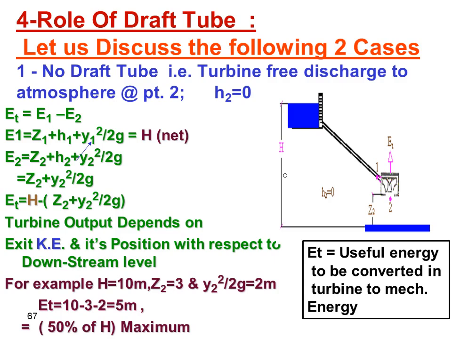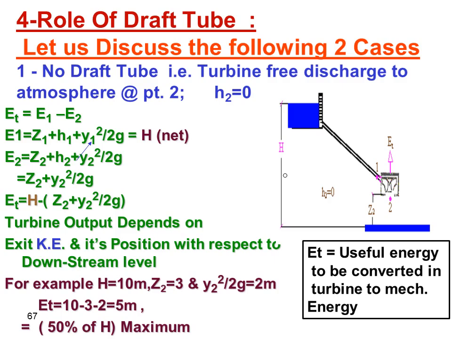Okay, E2, the energy at exit, equals Z at point 2 plus pressure head at point 2 plus kinetic energy at point 2. Note that the turbine discharges its water to the atmosphere. This means the pressure head at point 2 equals 0. So the energy at point 2 equals Z2 plus H2 plus V2 square over twice g. Then, as H2 equals 0, E2 equals Z2 plus V2 square over twice g.